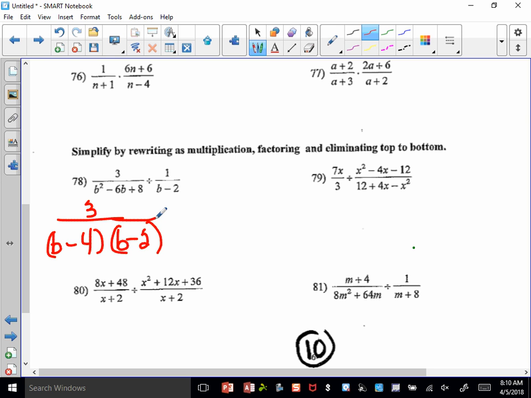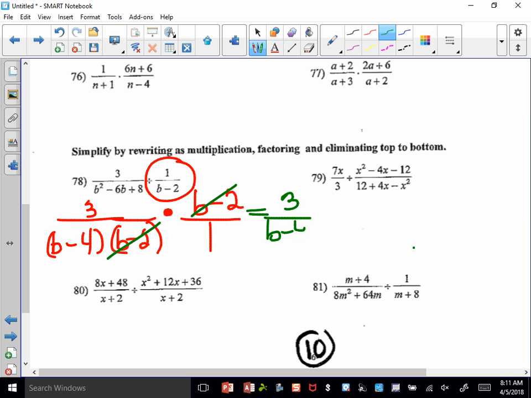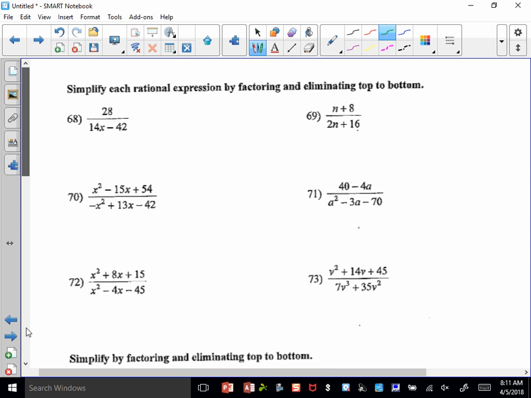Okay, I'm going to take the reciprocal of this, so I'm going to flip that, change it to multiplication, put the b minus 2 at the top, the 1 at the bottom. Okay, just like when you are dividing with regular fractions. And now I can cross out the b minus 2s, and then I'm left with 3 at the top over b minus 4 at the bottom. Okay. All right, last one, and then I'll answer your question. Number 80.